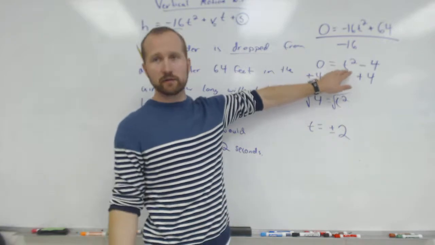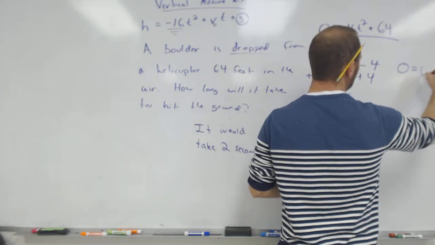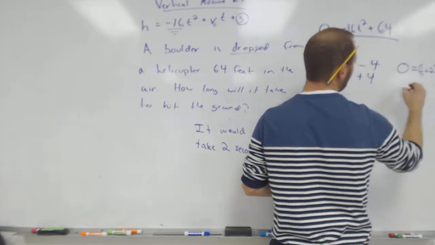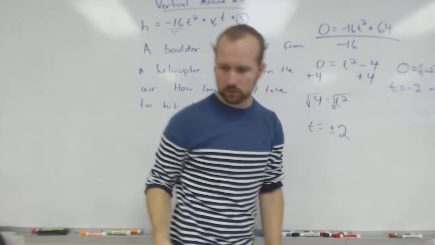There are many ways to solve this. We could have done difference of squares factoring. 0 equals t plus 2 times t minus 2. So t must be either negative 2 or positive 2.